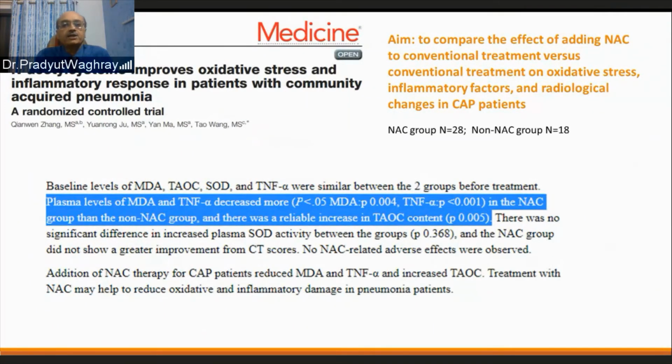Another study was done and published in the Journal of Medicine, which the aim was to compare the effect of adding N-acetylcysteine to conventional treatment versus conventional treatment alone. And the parameters studied were oxidative stress, inflammatory factors, and radiological changes in community-acquired pneumonia patients. And it was found that the plasma levels of free radicals like MDA and tumor necrosis factor decreased more in the NAC group than in the non-NAC group, suggesting that the addition of N-acetylcysteine improves oxidative stress and inflammatory response in patients with community-acquired pneumonia.